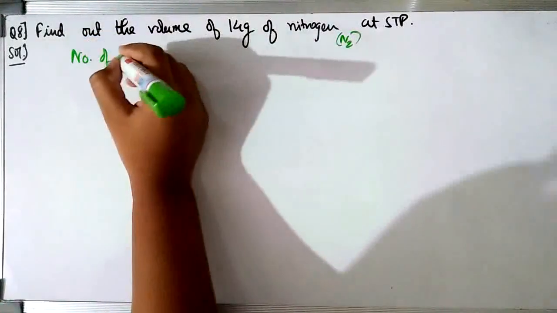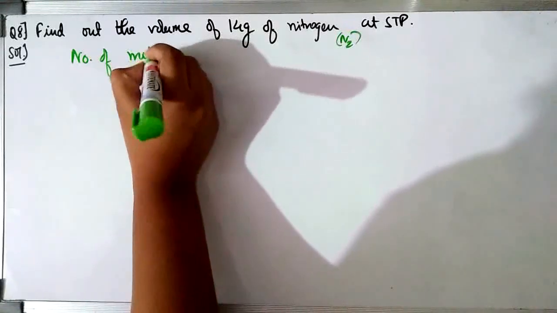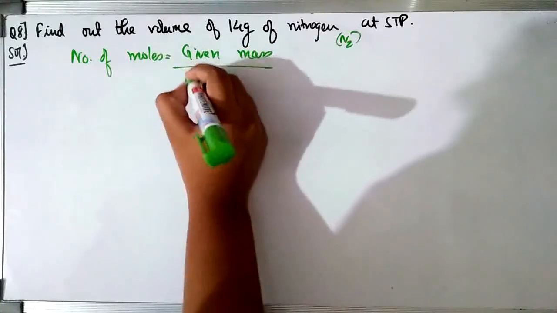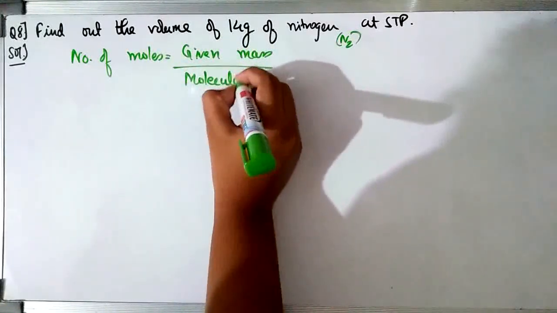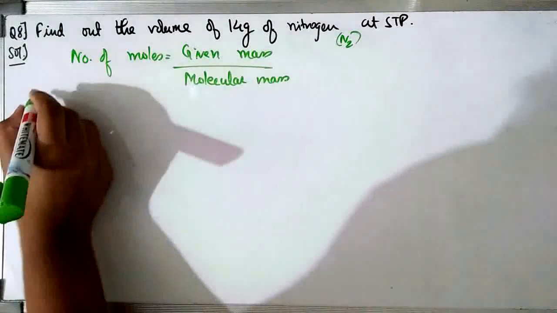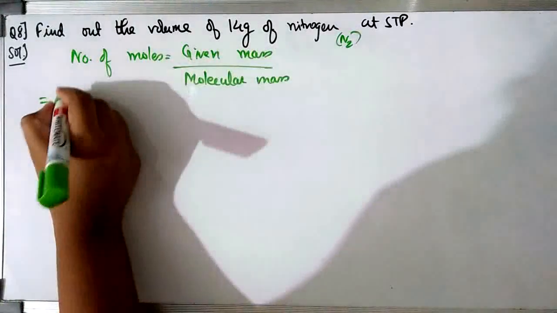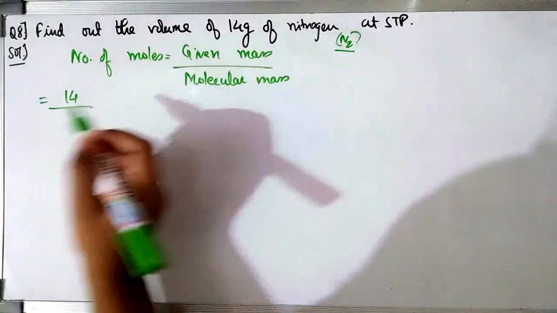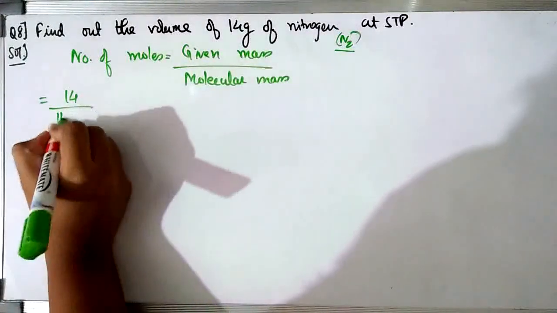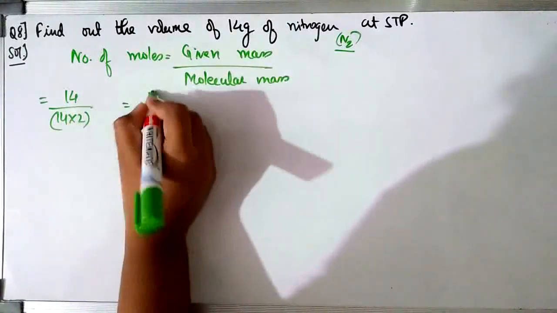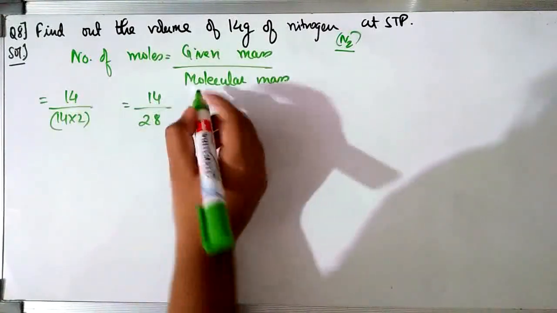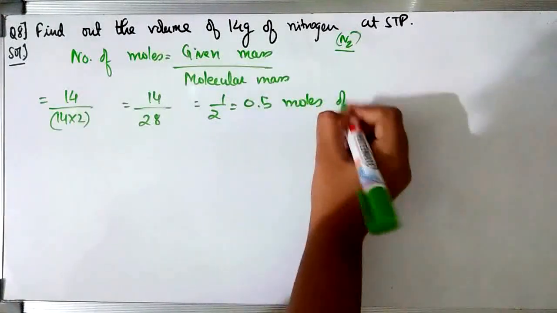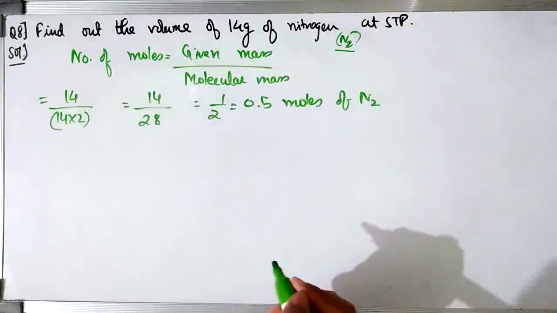Number of moles will be equal to given mass upon the molecular mass. With this we find the number of moles: given mass is 14 grams, and the molecular mass, since nitrogen at STP will be in the form of N2, is 14 into 2. So it will be 14 by 28, which will be equal to 1 by 2, that is 0.5 moles of nitrogen present at STP.